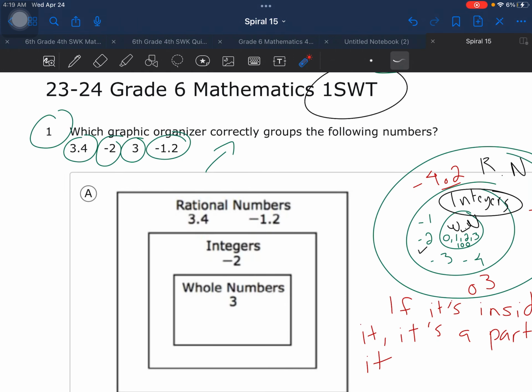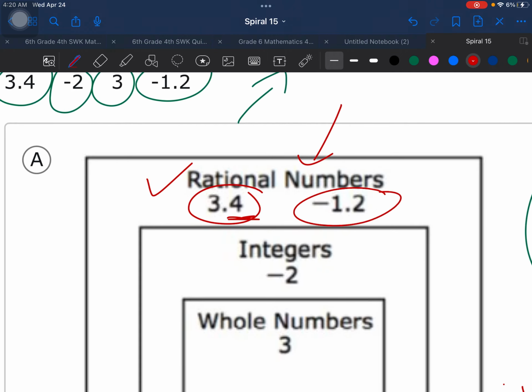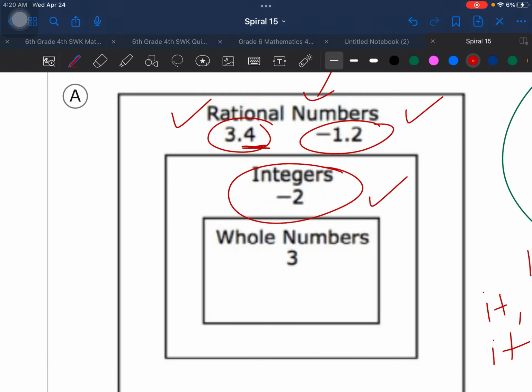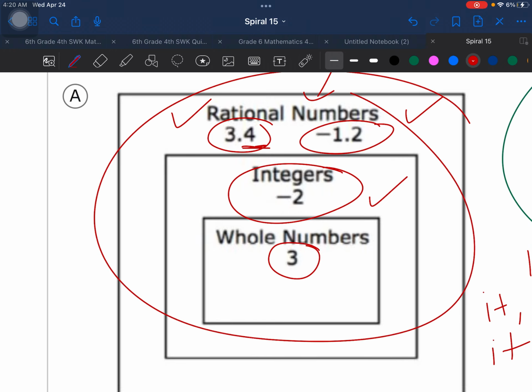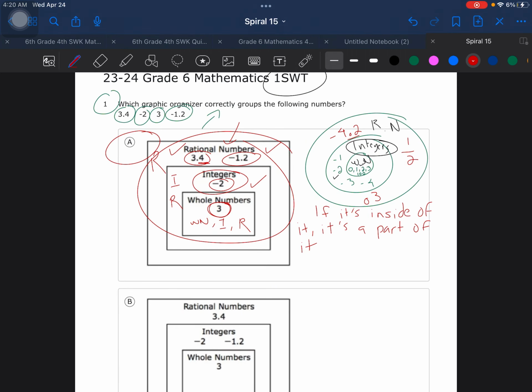Hopefully it does. Now, 3.4, it's only rational. That's true because it's weird. If it's weird looking, it goes here. Now, -1.2, rational nada más. Perfecto. Integers, that's true. Whole numbers. A whole number is always going to be inside of everything, chicos. A whole number is everything. It's whole number, integers, and rationals. These are only integers and rational. And these are only rational. So this would be my answer.